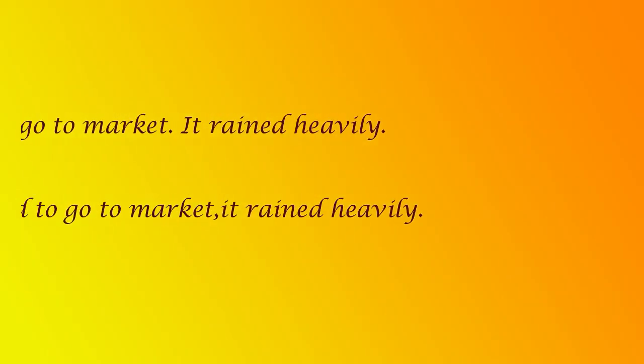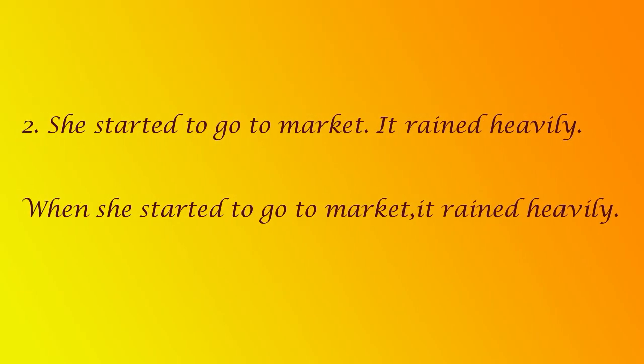Okay. When she started to go to market, it rained heavily. Okay. Now when we observe the sentence, both the actions are happening simultaneously or very closely. So we write both the verbs in simple past. So, when she started to go to market, it rained heavily. Got it? Have you understood?